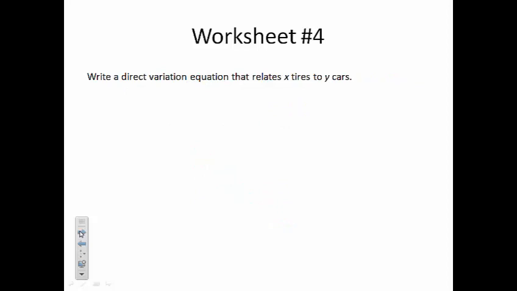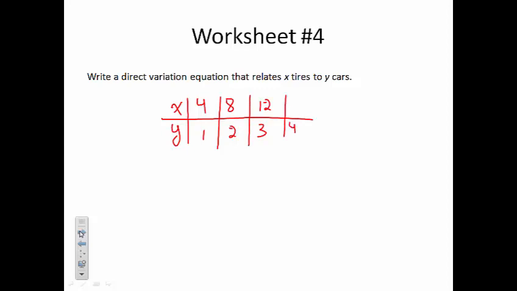All right, go ahead and do number 4, but I'm going to help you set it up before you do it. Write a direct variation equation that relates x tires to y cars. Let's make a quick table so you can see what it's asking. If you have 1 car, how many tires are you going to have? 4. If you have 2 cars, how many tires are you going to have? 8. So on and so forth. 3, 12, 4, 16.